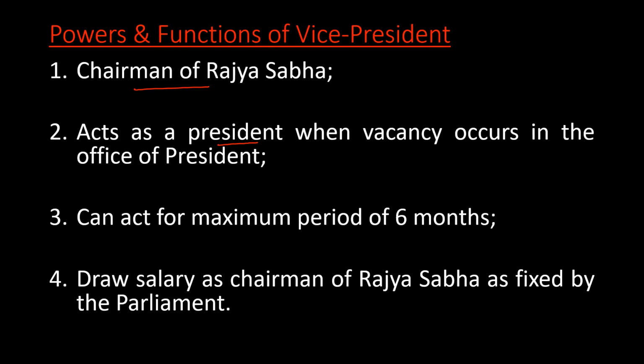Thirdly, he can act for maximum period of 6 months. Okay, means he can act on behalf of President maximum period of 6 months. And though he is the chairman of Rajya Sabha, he draws salary as a chairman of Rajya Sabha as fixed by the Parliament. So whatever amount he is going to draw in the form of salary, that is going to be fixed by the Parliament.